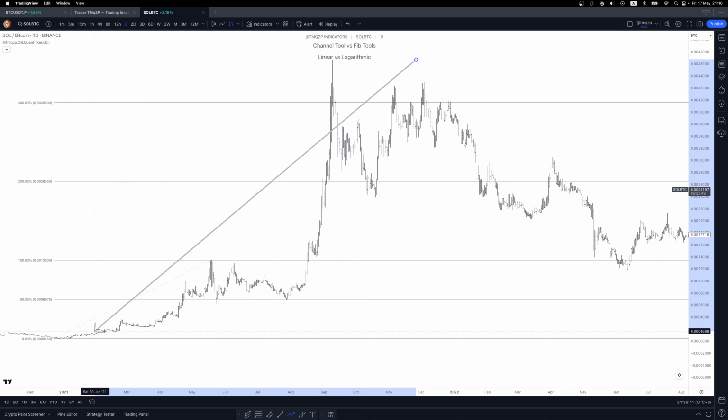So not only does fibbing this on linear give you the exact entry point for where the retracement is most likely to happen, which is the 50% of this linear range, not the logarithmic range, it also gives you all the targets that you could possibly need upwards for the next move that's to come. Where does this retrace to? To the previous one.